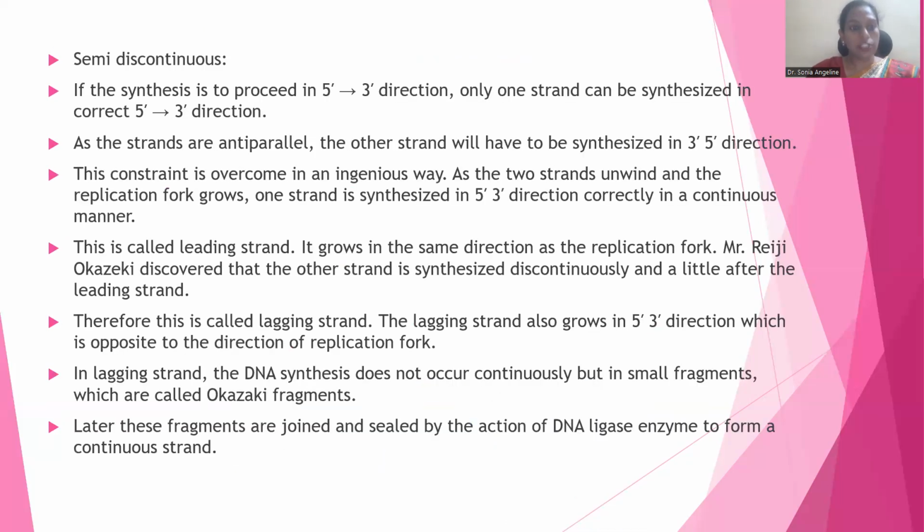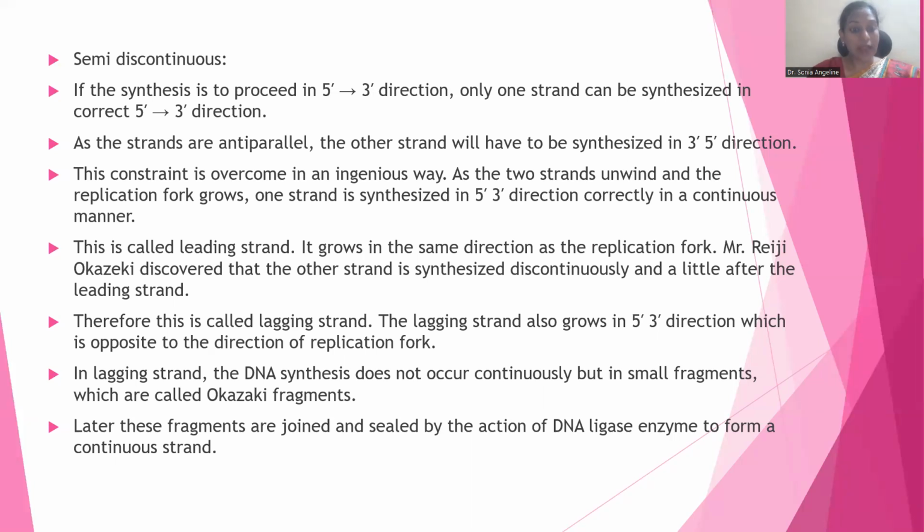It is also semi-discontinuous. That means if the synthesis proceeds in the 5'-3' direction, only one strand can be synthesized in the correct 5'-3' direction. As the strands are anti-parallel, the other strand would have to be synthesized in the 3'-5' direction. This constraint is overcome in an ingenious way. As the two strands unwind and the replication fork grows, one strand is synthesized in the 5'-3' direction correctly in a continuous manner. This strand is called the leading strand. It grows in the same direction as the replication fork.